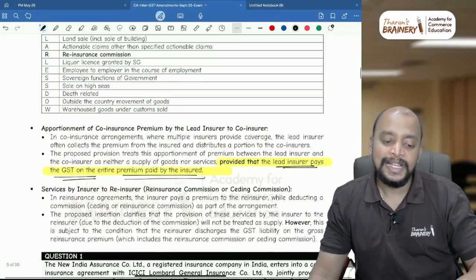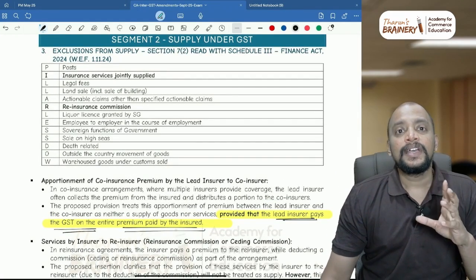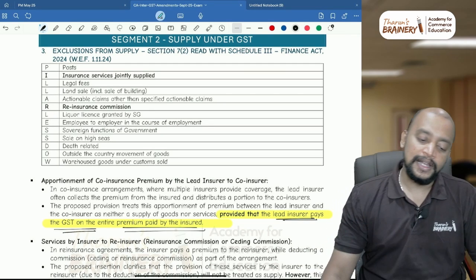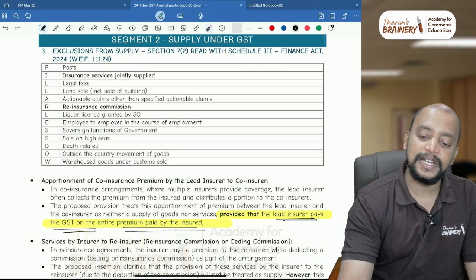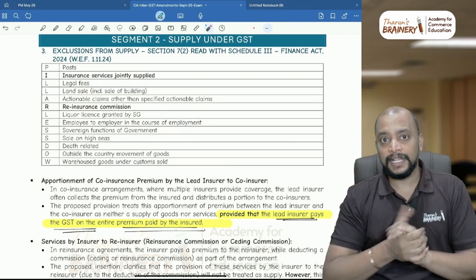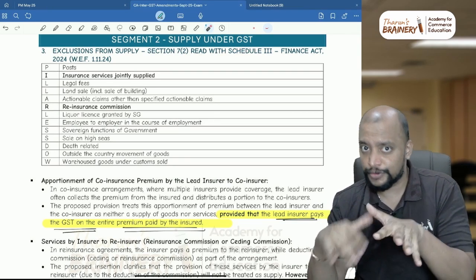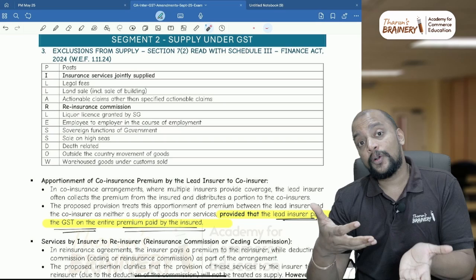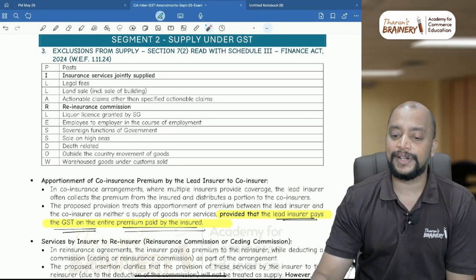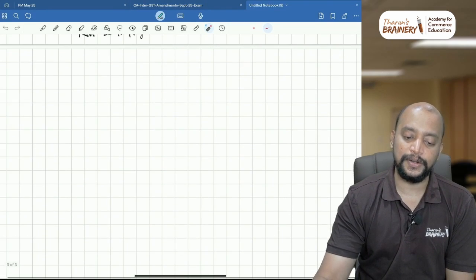Then look into the second part of exclusion. So the first exclusion is co-insurance services jointly supplied. The second one is reinsurance commission. What does this reinsurance commission mean? Generally, here there is no concept of co-insurance. Co-insurance is over. There is a concept of reinsurance. So that reinsurance is what we are trying to understand. Let's see with an example to understand this particular part.